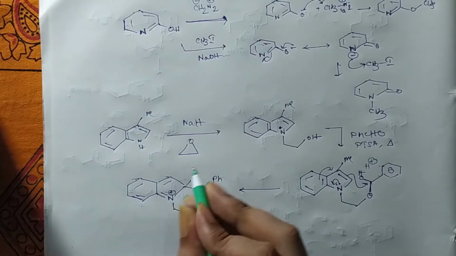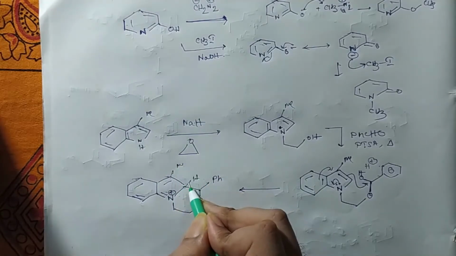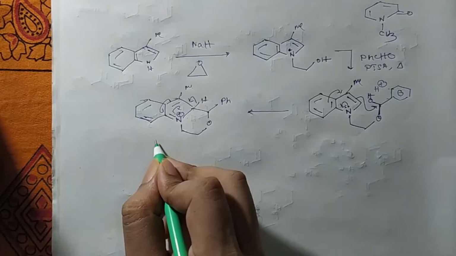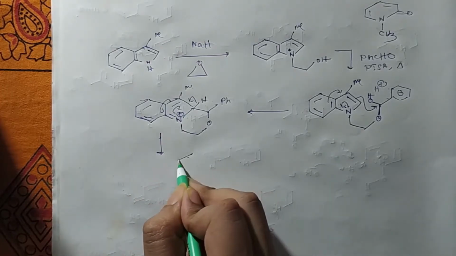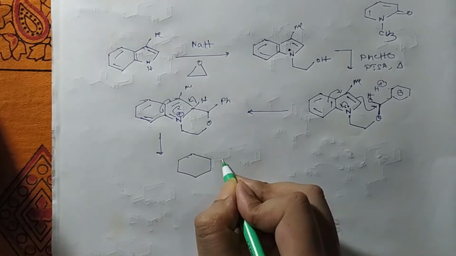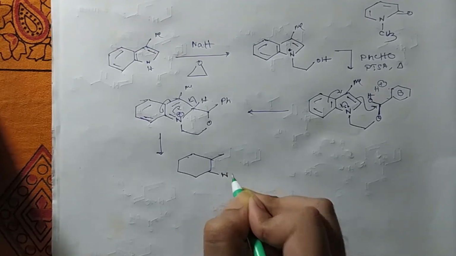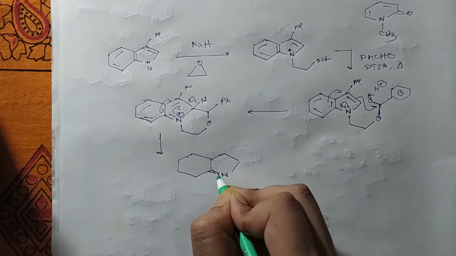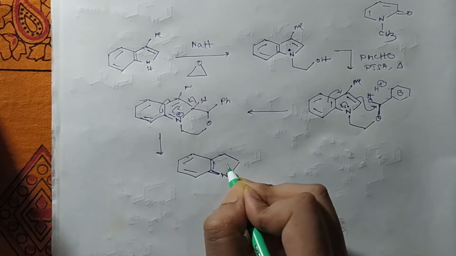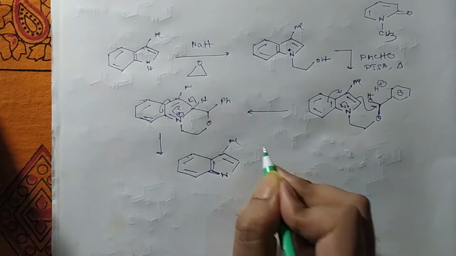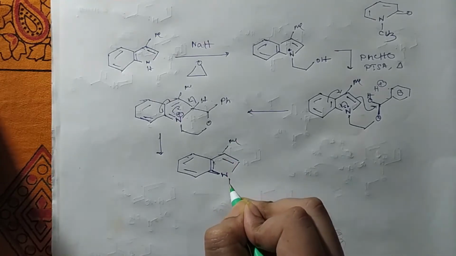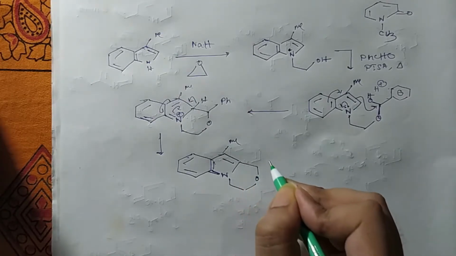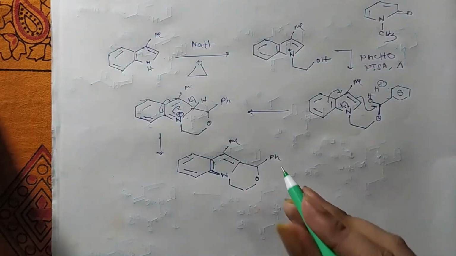So we get this type of cyclic product where H plus acts as a catalyst. Now this hydrogen easily eliminates from here to regain the aromaticity. So the final product we get is like this. So this is our product.